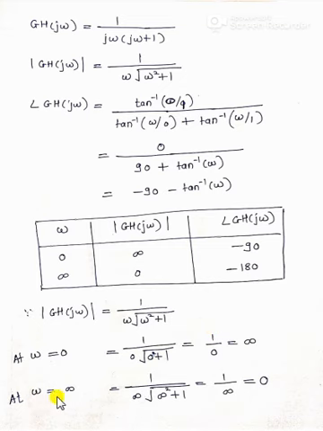Then put omega equal to infinity: 1 upon infinity into square root of infinity square plus 1. This bracket also gives infinity, infinity into infinity is infinity, so 1 upon infinity means 0. These values we have written in the table above. When omega is 0, mod value is infinity. When omega is infinity, mod value is 0.